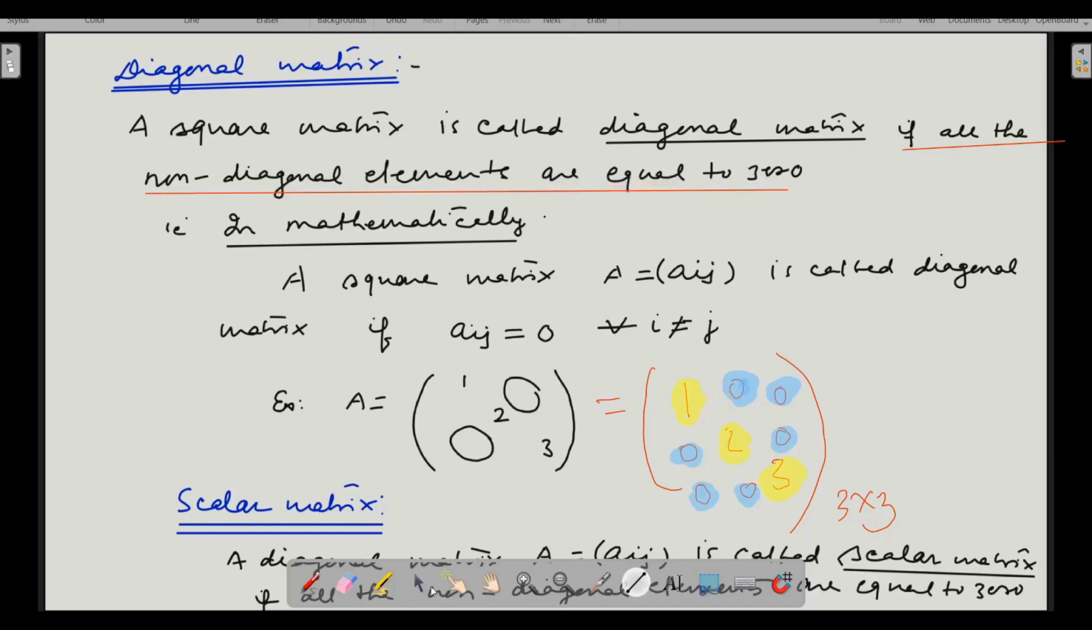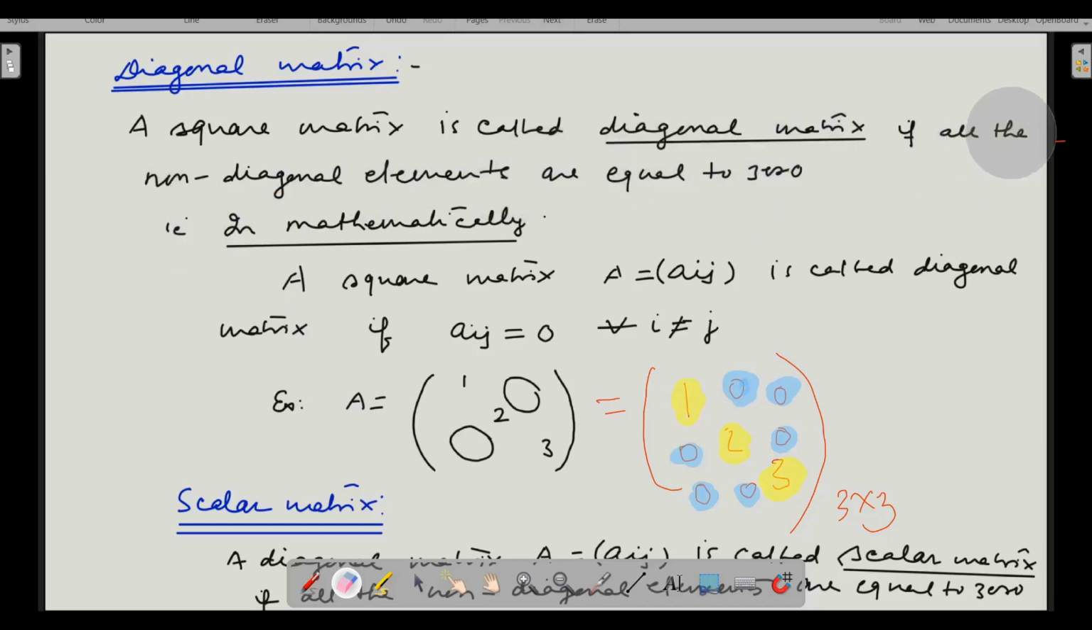Okay. So the non-diagonal elements, as you can see, are equal to 0, but the diagonal elements are not equal to 0. Only the non-diagonal elements are equal to 0. So it will be called a diagonal matrix. Now let us understand its mathematical definition.